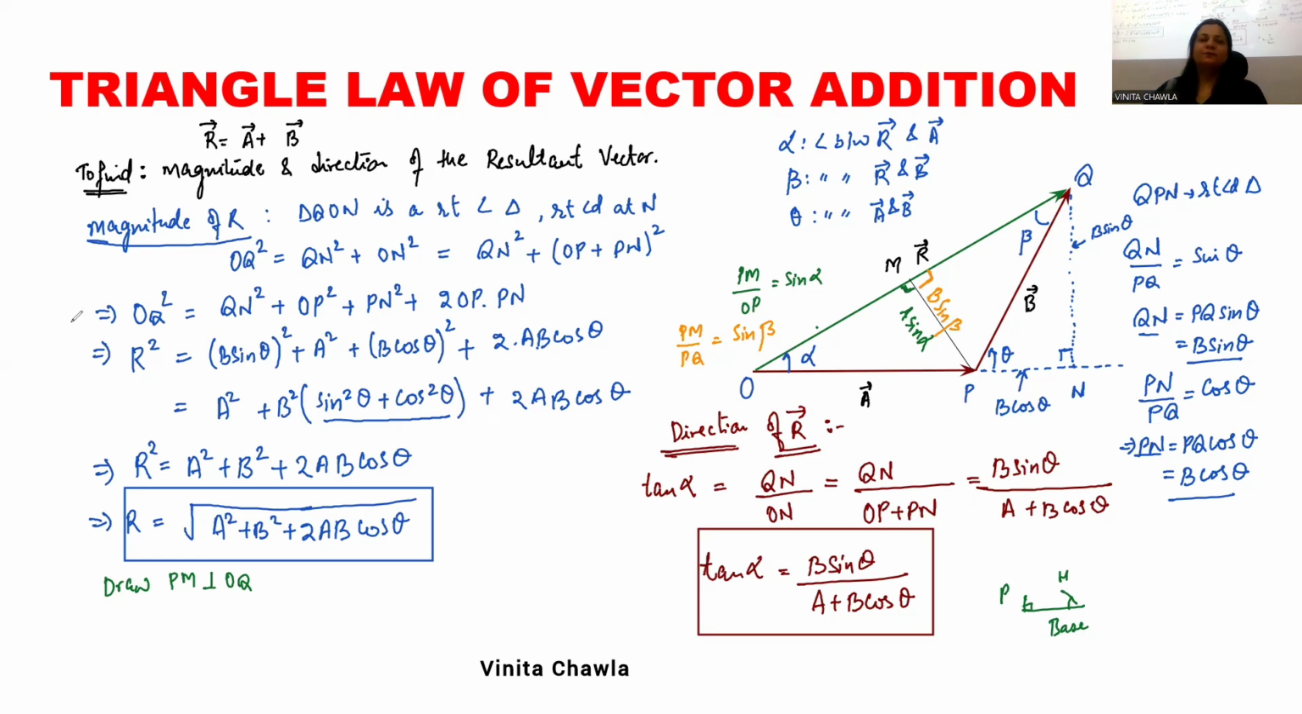Clear? Any doubt? Any doubt here? Great. So consider triangle OQN. QN is equal to B sine theta, and B sine theta is equal to R sine alpha.